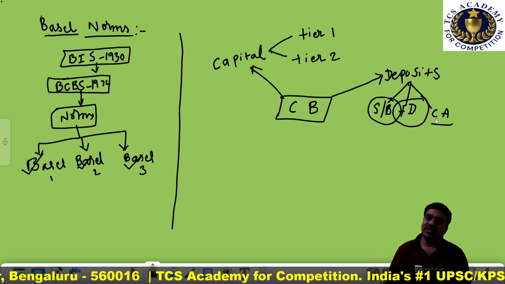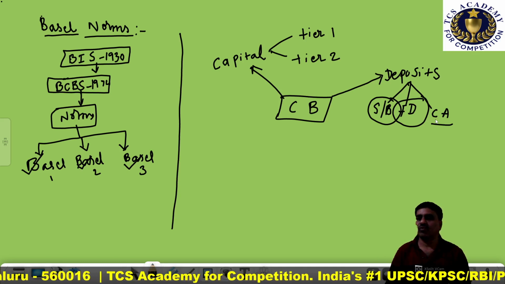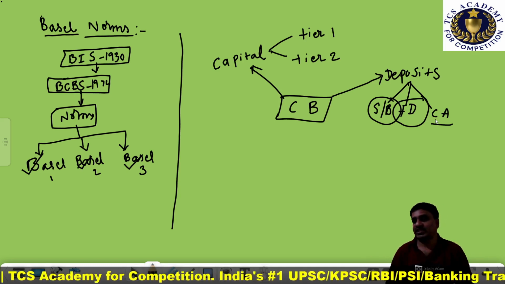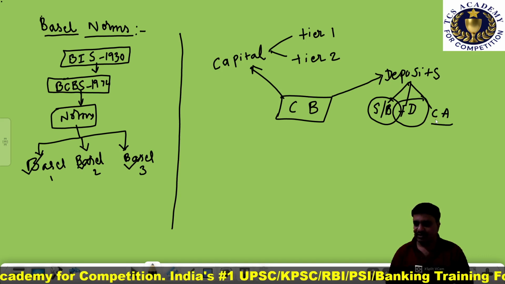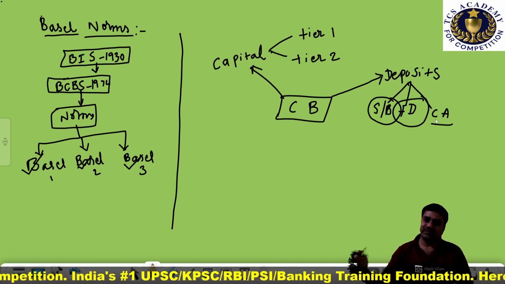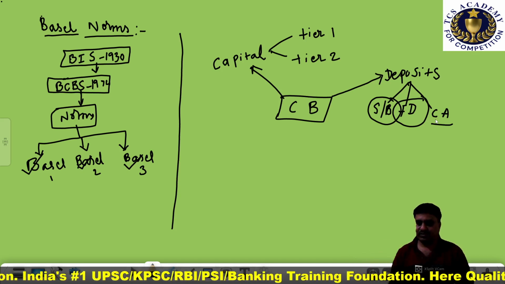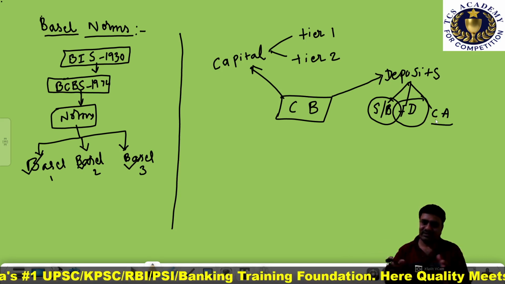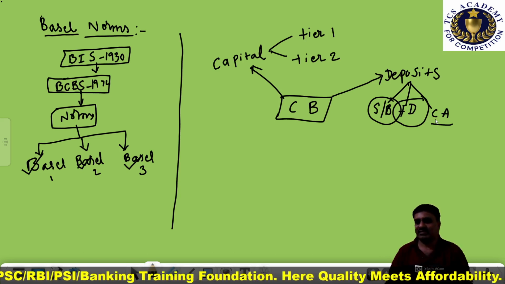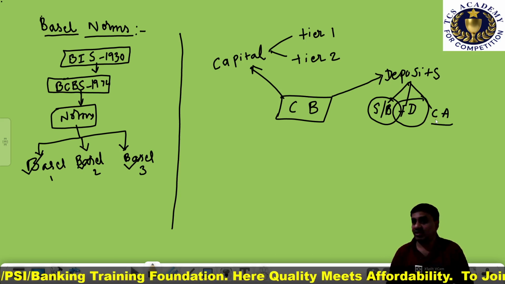Usually the current account will be opened by a businessman, where huge transactions are happening. There are no restrictions on the deposit of money and withdrawal of money. So that is why it's just an account. Even nominal interest is not given.